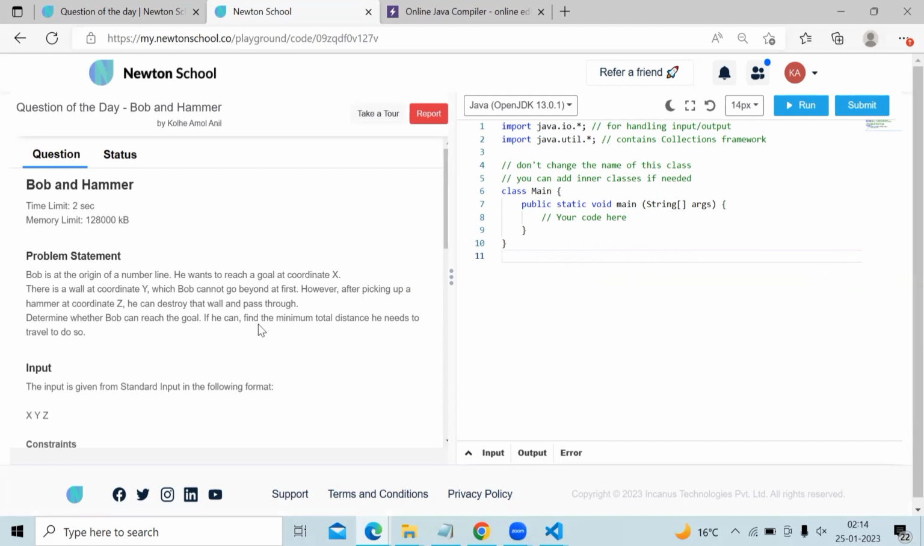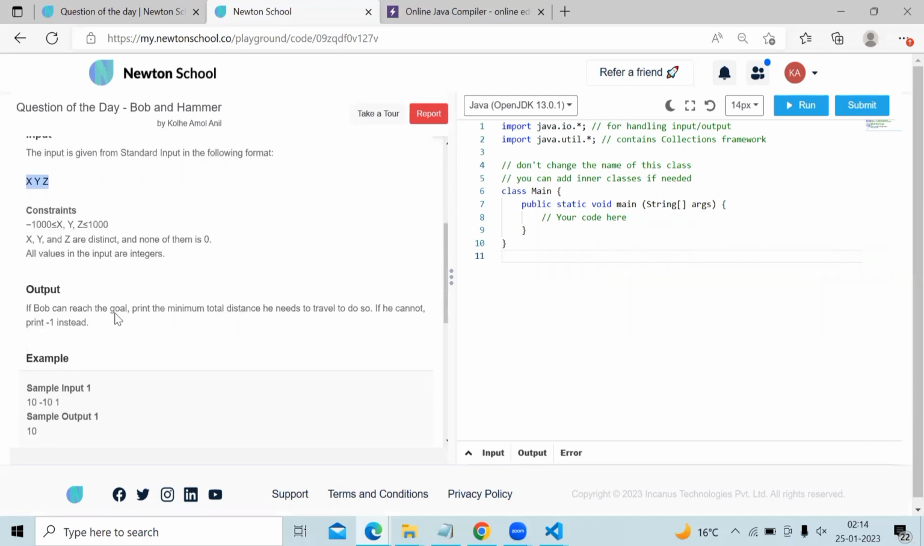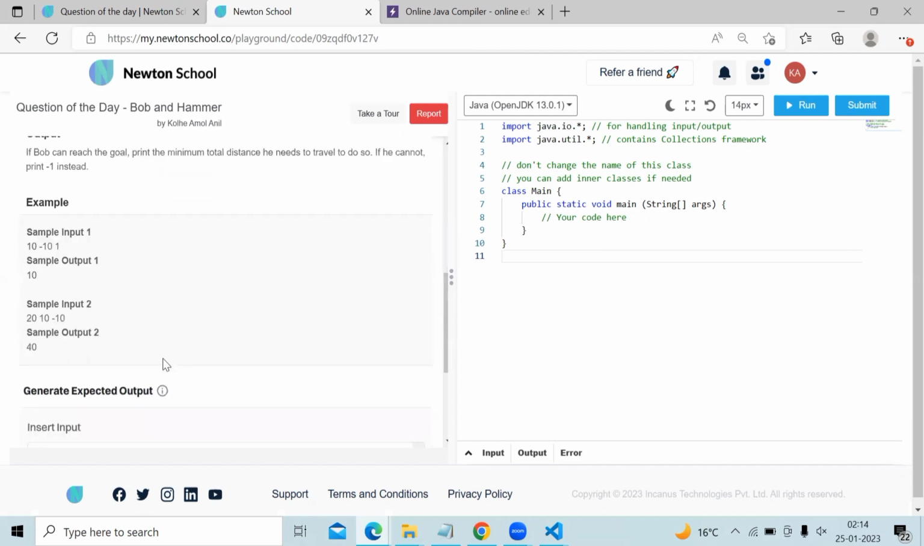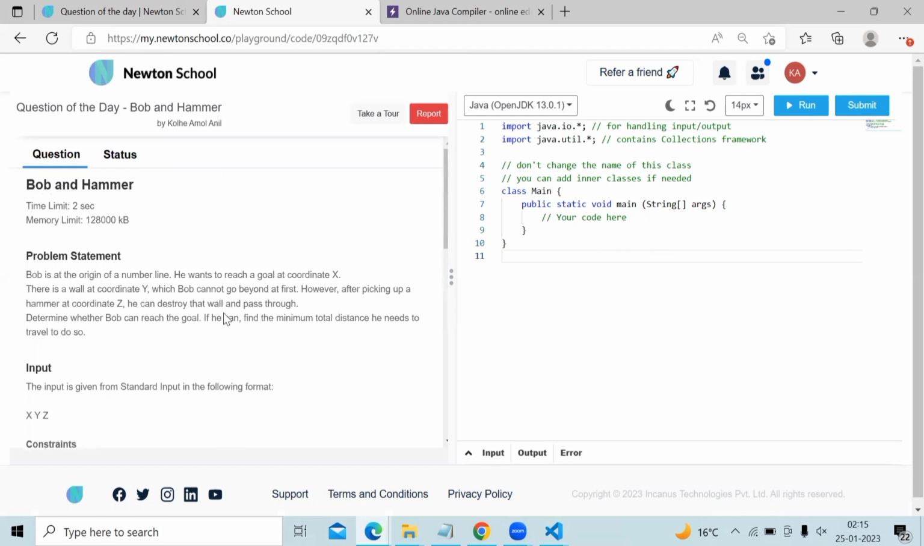So determine whether Bob can reach the goal. If he can, find the minimum total distance he needs to travel to do so. In the input we are given three numbers, that is x, y, and z. If Bob can reach the goal, we have to print the minimum total distance he can travel to do so, and if he cannot, then we have to print -1. Here we have some sample input and output for this problem. So let's try to understand this problem first.